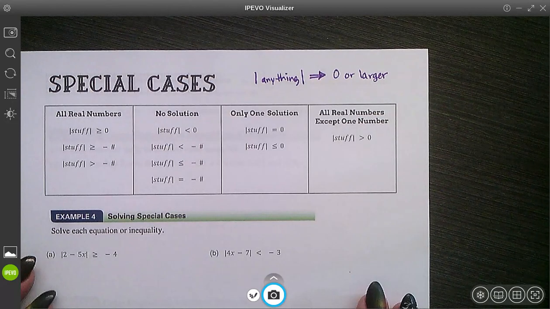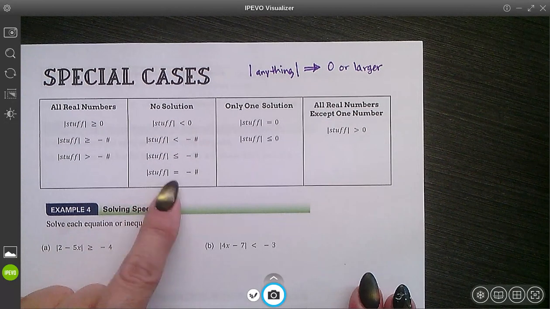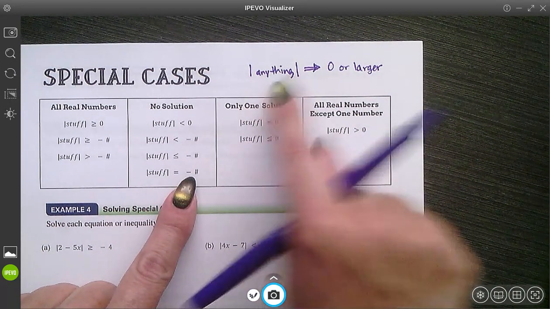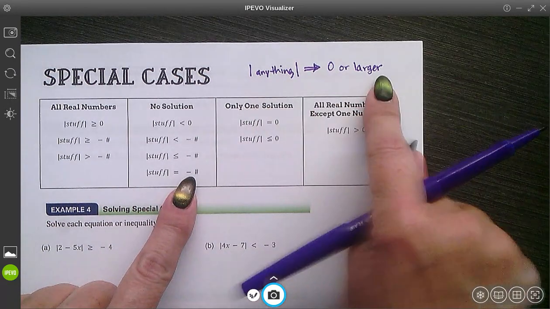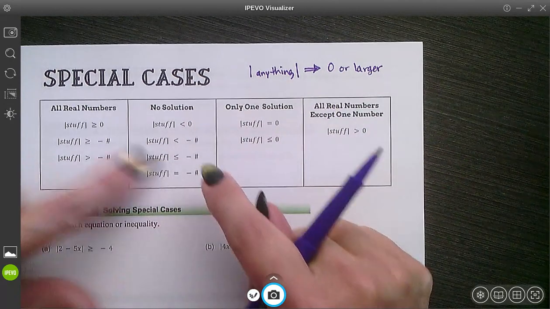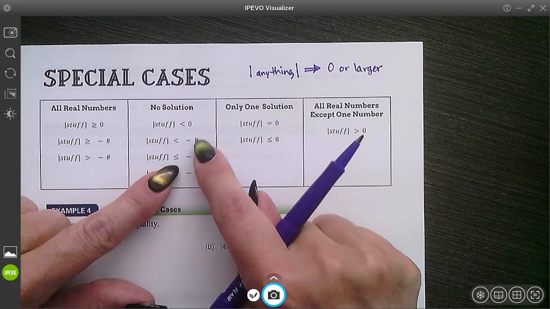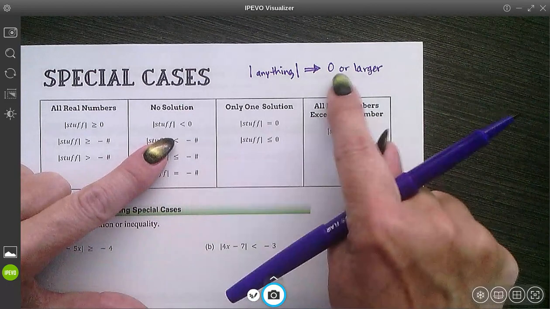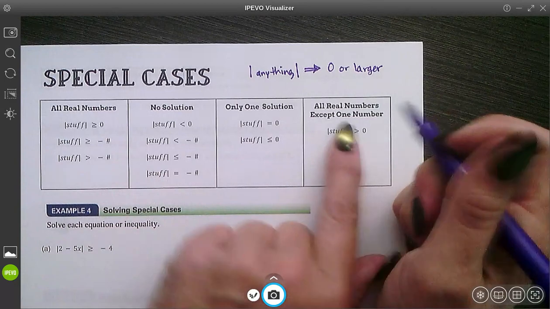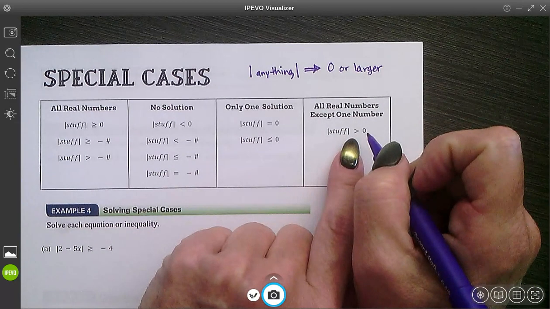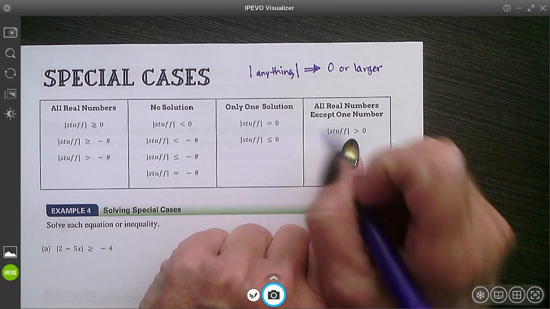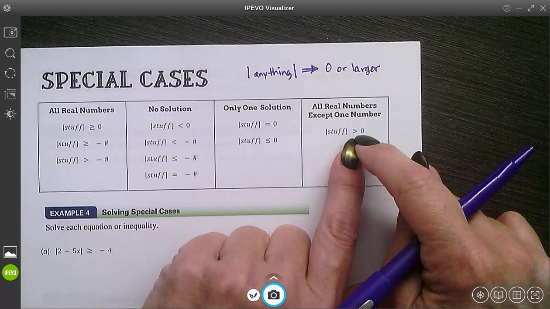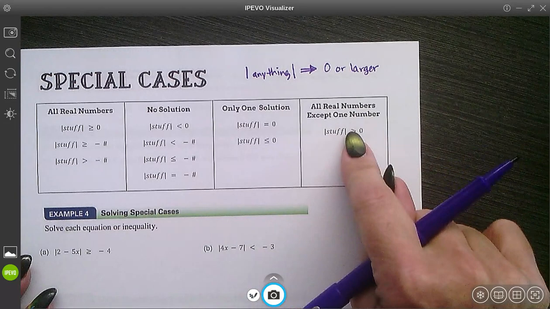So if I'm telling you that absolute value is equal to a negative number, that cannot happen because the absolute value of anything should give us something that is zero or larger. So that's no solution. Similarly, absolute value can't be less than or equal to a negative number, and it can't be less than zero because it has to be zero or larger. If I have absolute value is greater than zero, then that would be all real numbers except for the single value that gives me equal zero. So that would be all real numbers except one number.